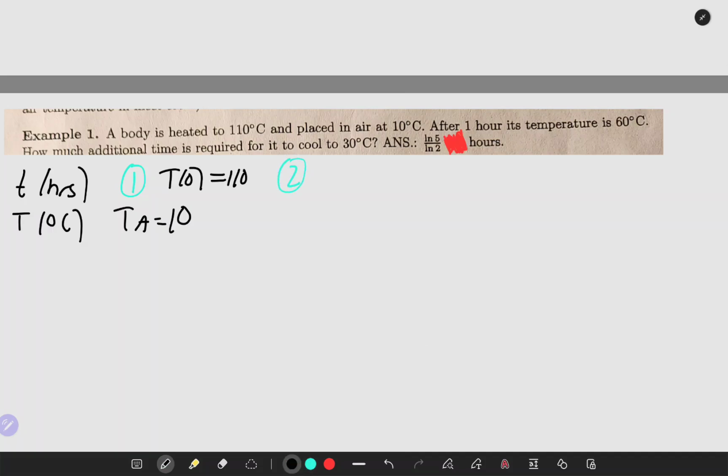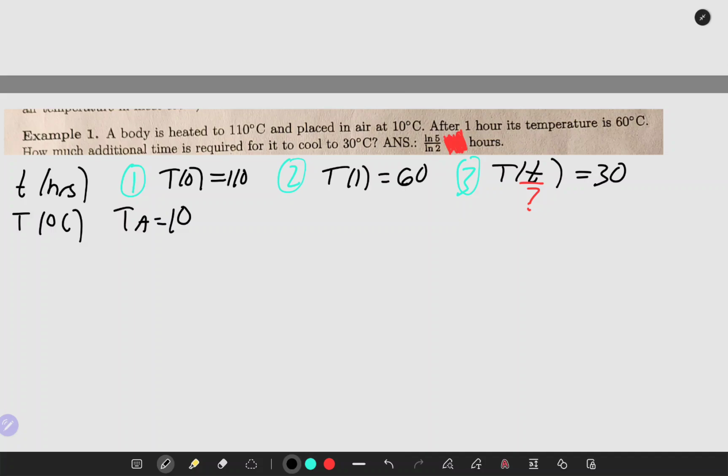So our second condition is that at 1 hour the temperature is 60 degrees Celsius. How much additional time is required for it to cool to 30 degrees Celsius? And that's our third one. It wants to know how long, which will be lowercase t, is required for it to cool to 30 degrees. So we're solving for lowercase t.